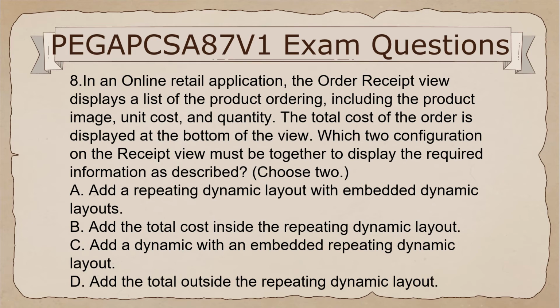8. In an online retail application, the order receipt view displays a list of the products ordered, including the product image, unit cost, and quantity. The total cost of the order is displayed at the bottom of the view. Which two configurations on the receipt view must be used together to display the required information as described? Choose 2. A. Add a repeating dynamic layout with embedded dynamic layouts. B. Add the total cost inside the repeating dynamic layout. C. Add a dynamic layout with an embedded repeating dynamic layout. D. Add the total outside the repeating dynamic layout.